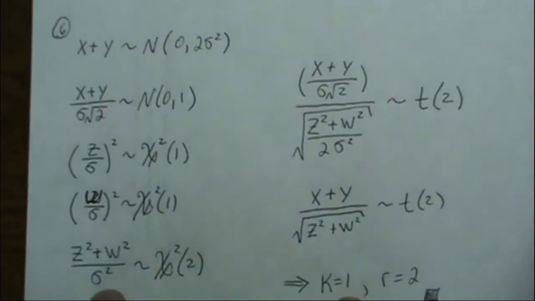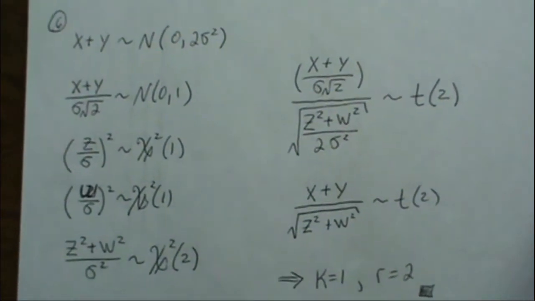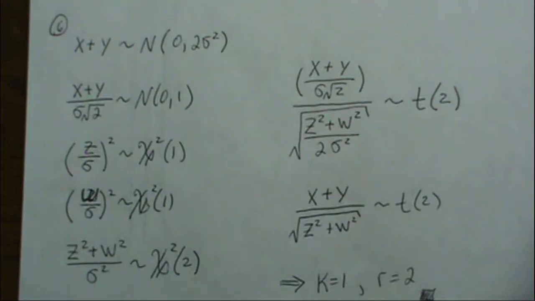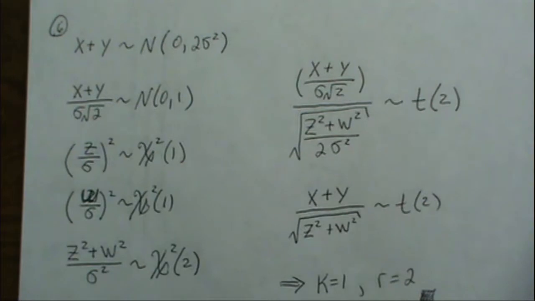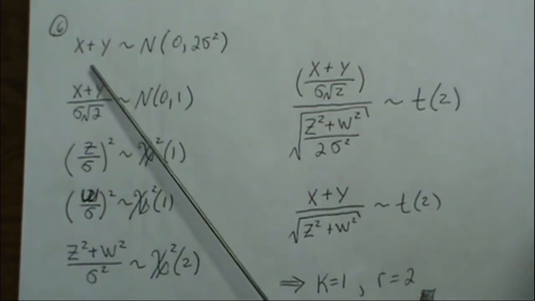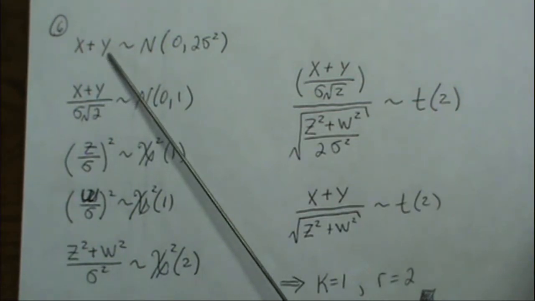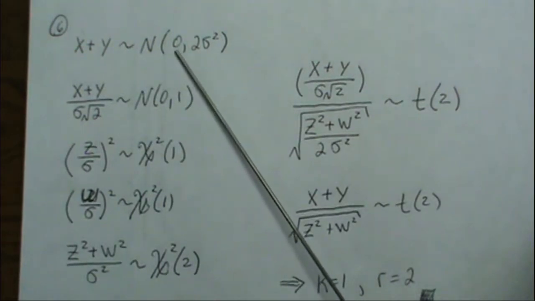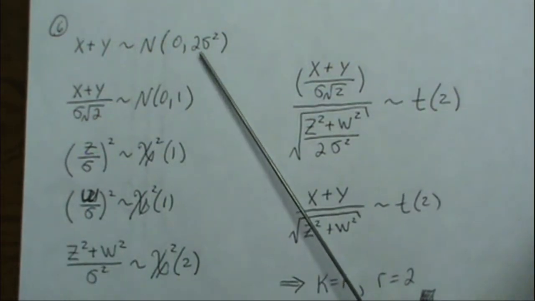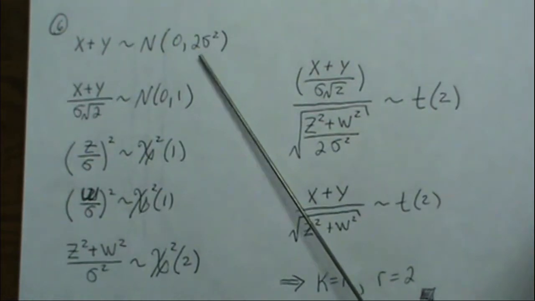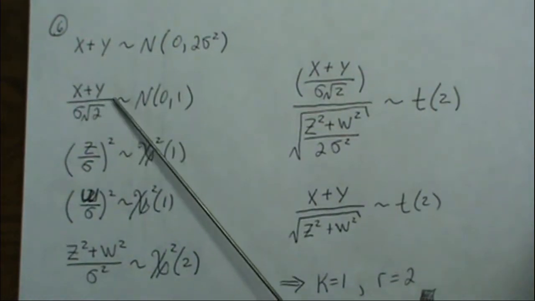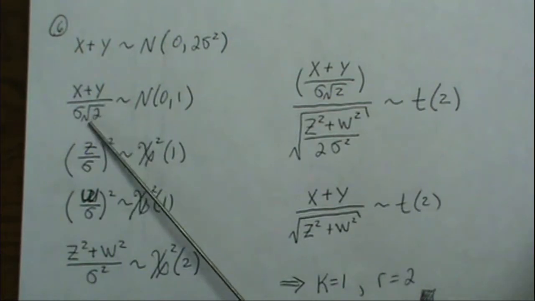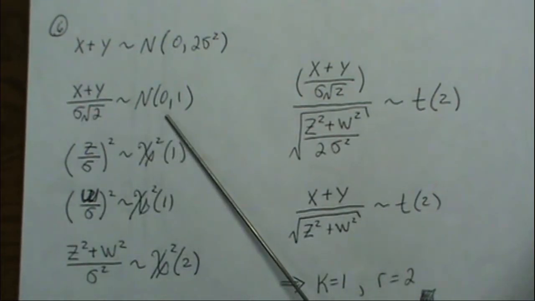So number 6, we're given that X, Y, Z, and W are all independent random normals with mean 0 and variance sigma squared. A linear combination of normal variables is normal, so X plus Y would be normal with mean 0 and variance 2 sigma squared. If we take this sum and divide by the standard deviation, we get a standard normal.